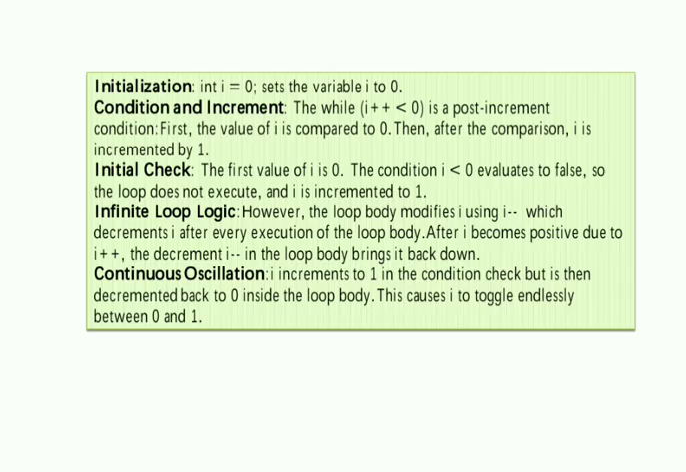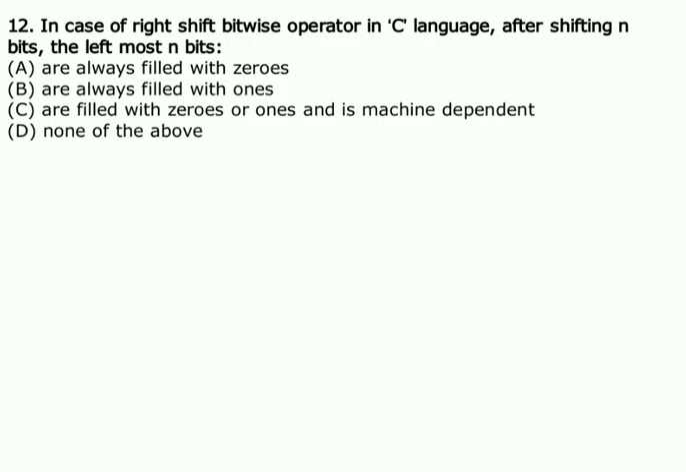Next. In case of the right shift bitwise operator in C language, after shifting n bits, the leftmost n bits will be filled by zeros or ones, and it is machine dependent.